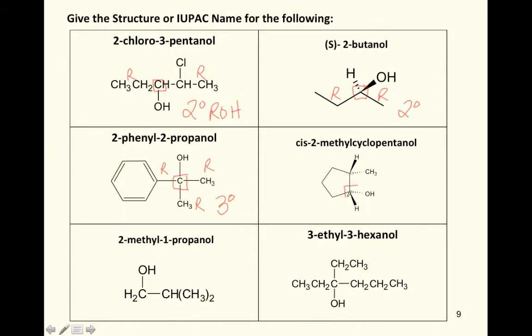Here's the carbon on my cis-2-methylcyclopentanol. It has an R group here, an R group here. It has a hydrogen on that other piece. This is classified as a secondary alcohol.